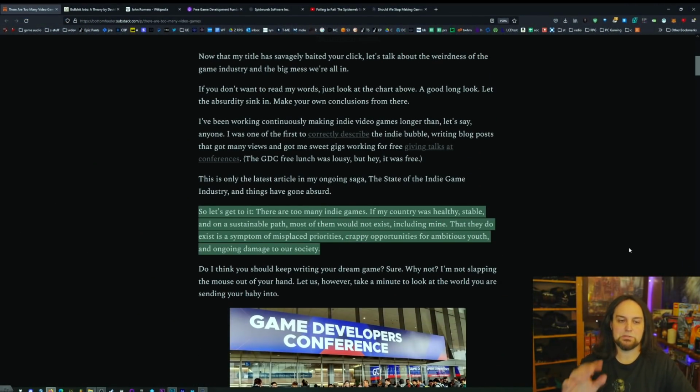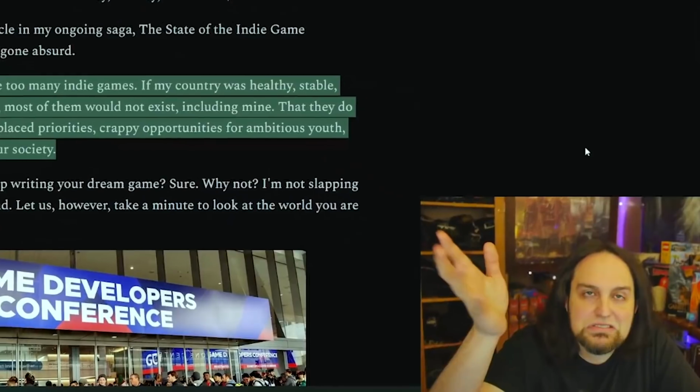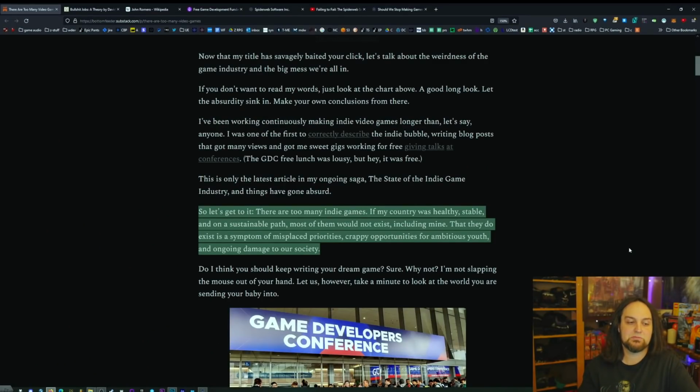There are too many indie games. If my country was healthy, stable, and on a sustainable path, most of them would not exist, including mine. He always has to throw his in there because he doesn't want to be the bad guy, even though he's going to continue to make games. So, yes. That they do exist is a symptom of misplaced priorities, crappy opportunities for ambitious youth, and ongoing damage to our society. So if you think that you can just be an artist and create stuff, well, you're wrong. You need to get a real job. That's sort of the side that he's on here, it seems to me.